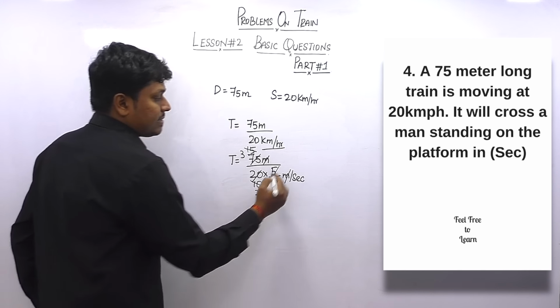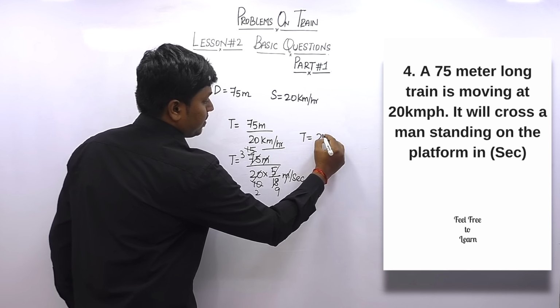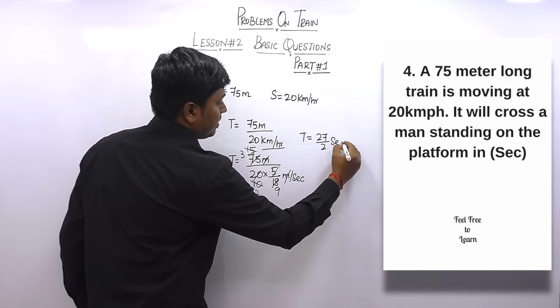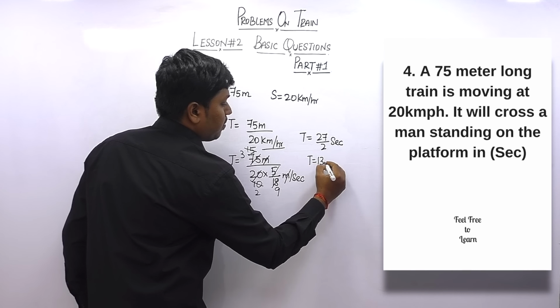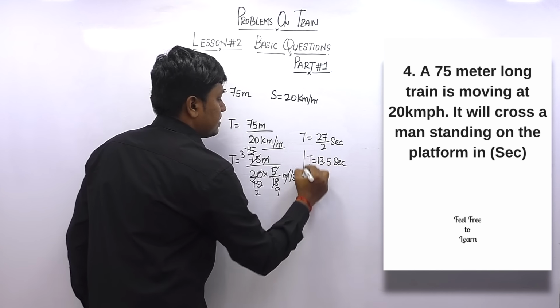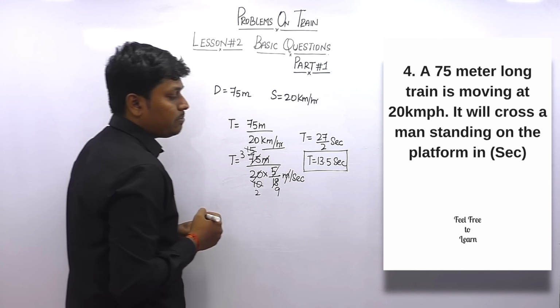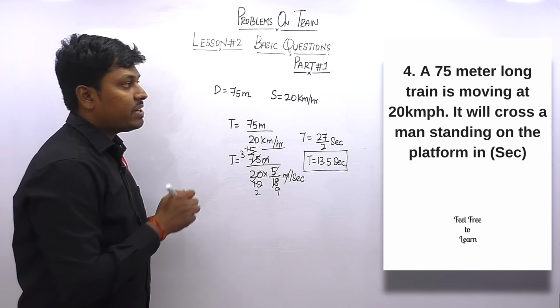So finally 27 divided by 2. So time taken will be 27 divided by 2 seconds. So which is 13.5 seconds. So finally the time taken will be 13.5 seconds. Answer for question number 4.